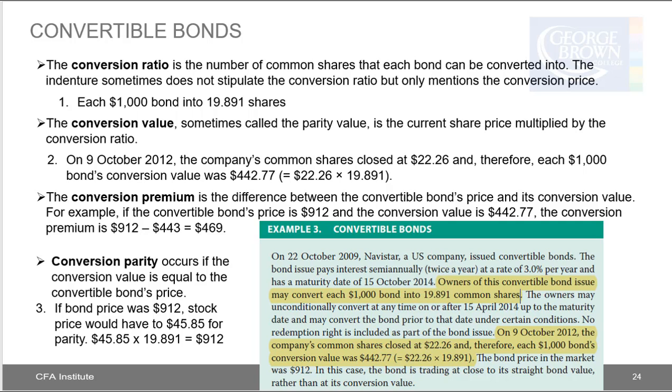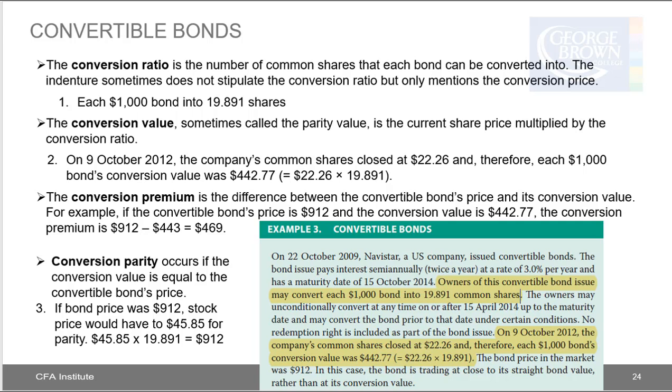The conversion value, sometimes called the parity value, is the current share price multiplied by the conversion ratio, okay? So you can see it says that on 9th of October 2012, the company's common shares closed at $22.26. Therefore, each $1,000 bond's conversion value was $442.77. That's the $22.26 times the 19.891 shares, okay?